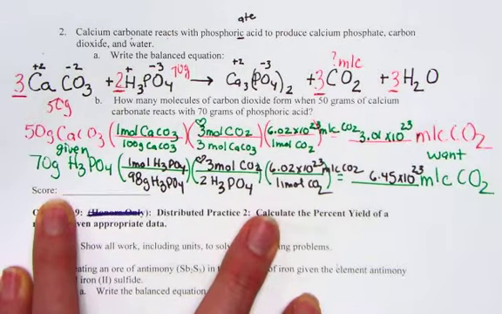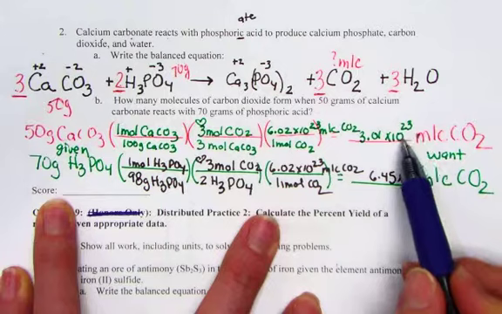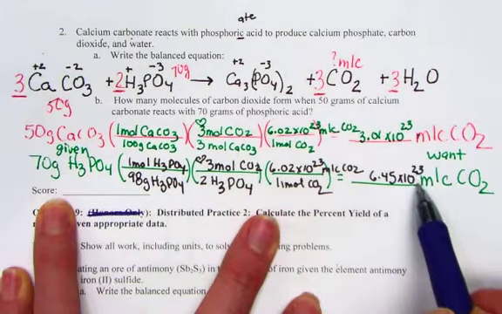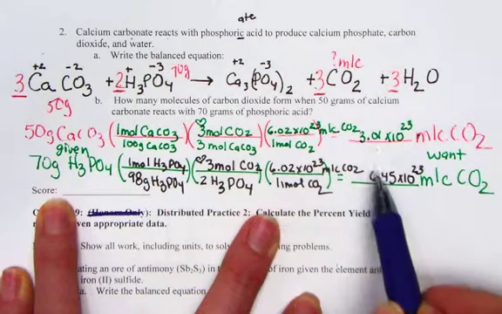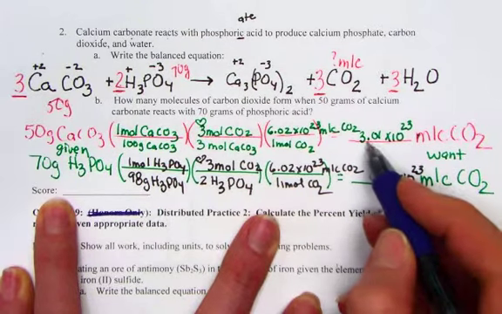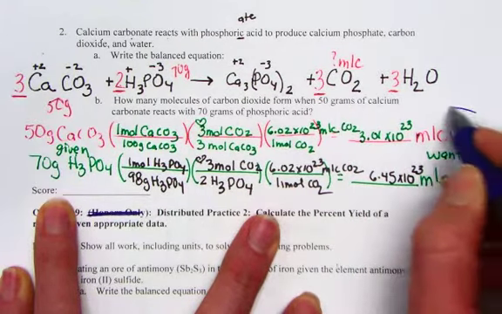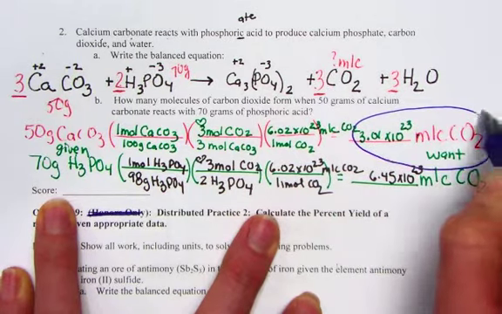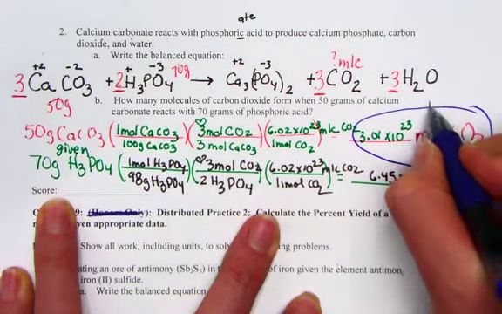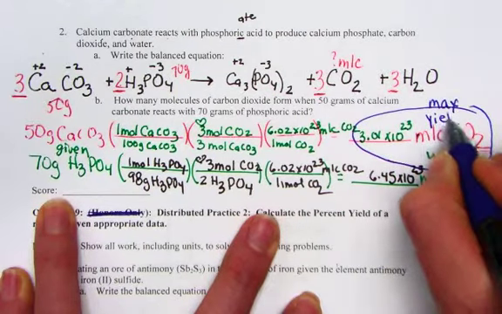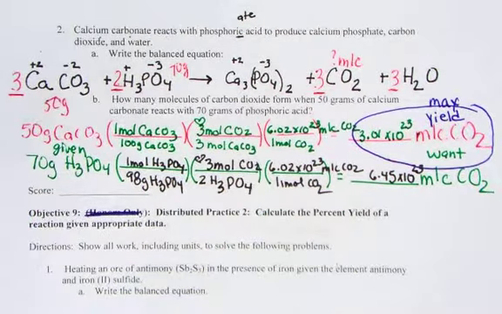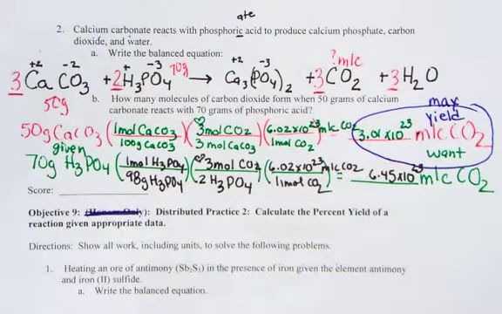The maximum yield is the smaller of our two numbers. They have the same magnitude on the times 10. They're both raised to the 23rd power. So I consider only the beginning numbers. 3 is a smaller number than 6. So my maximum yield is 3.01 times 10 to the 23rd power molecules of CO2. The smaller of our two answers is the maximum yield.